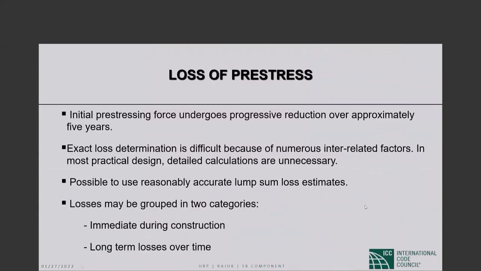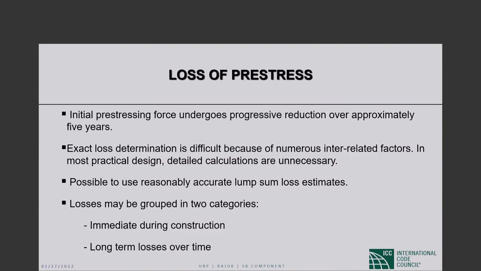Now let's change gears here with the limited time we have. Look at the loss of pre-stress. As I mentioned before, losses are pervasive. You cannot avoid loss. So if you can't avoid something, you have to live with it. Pre-stressing will lose stress over time.